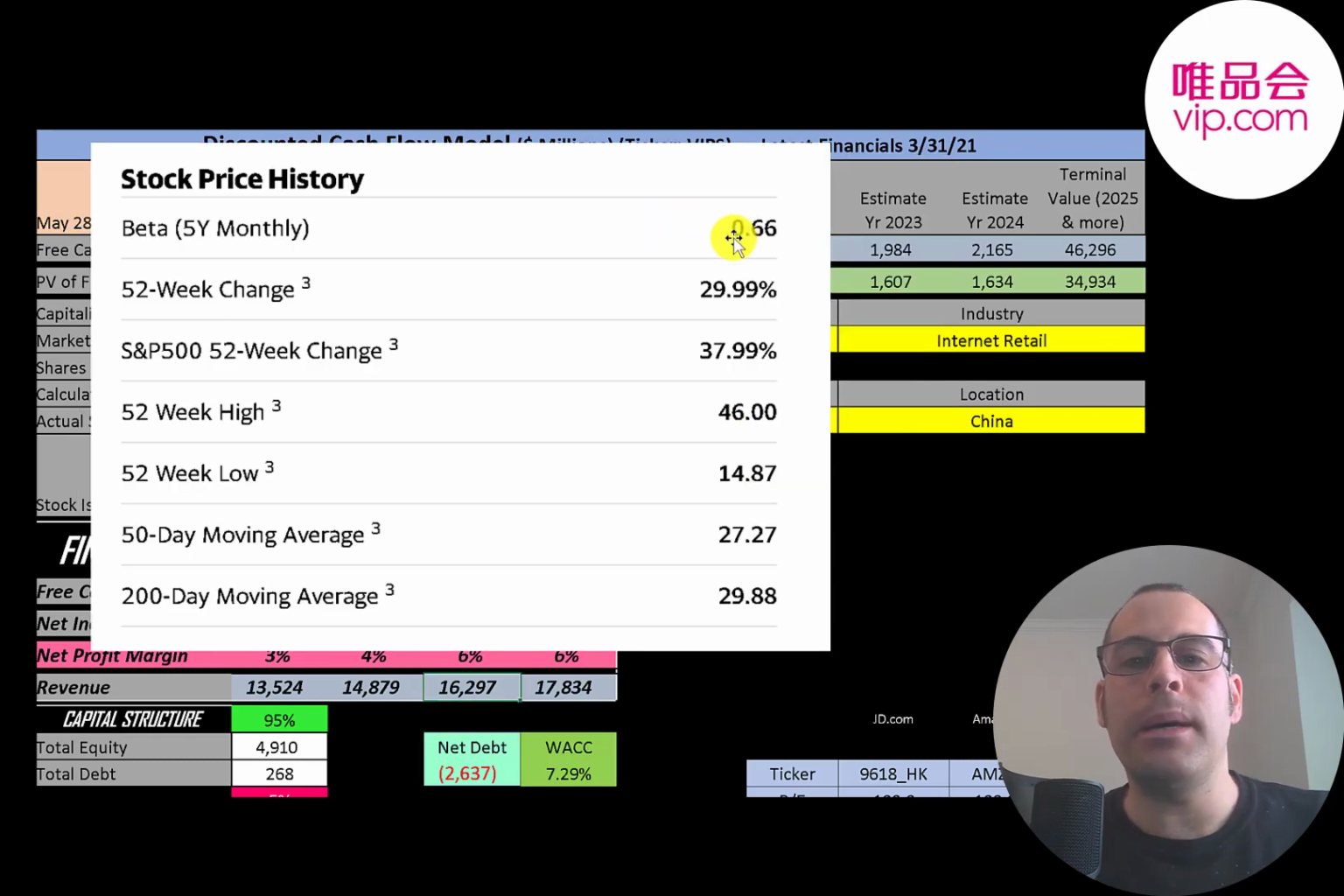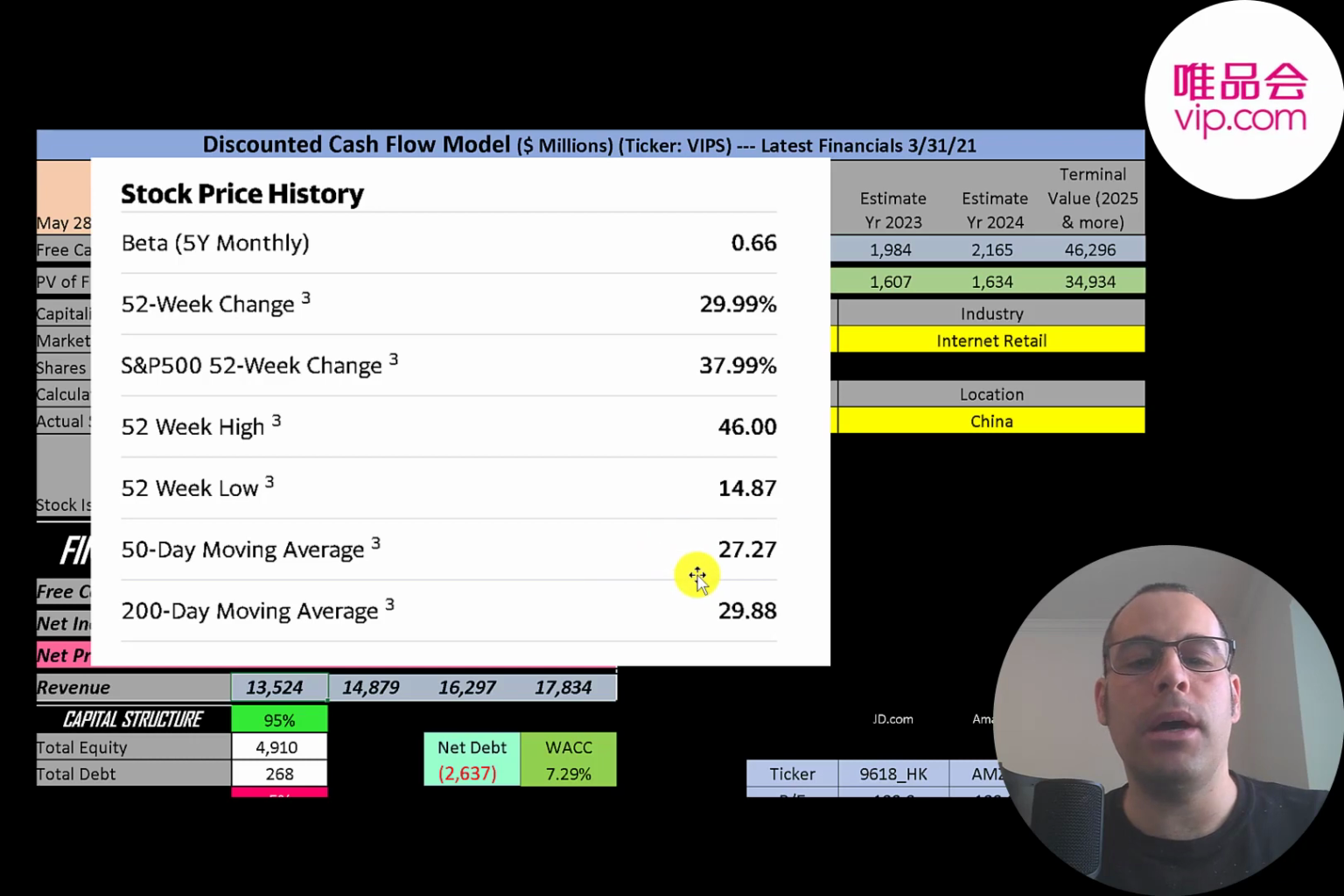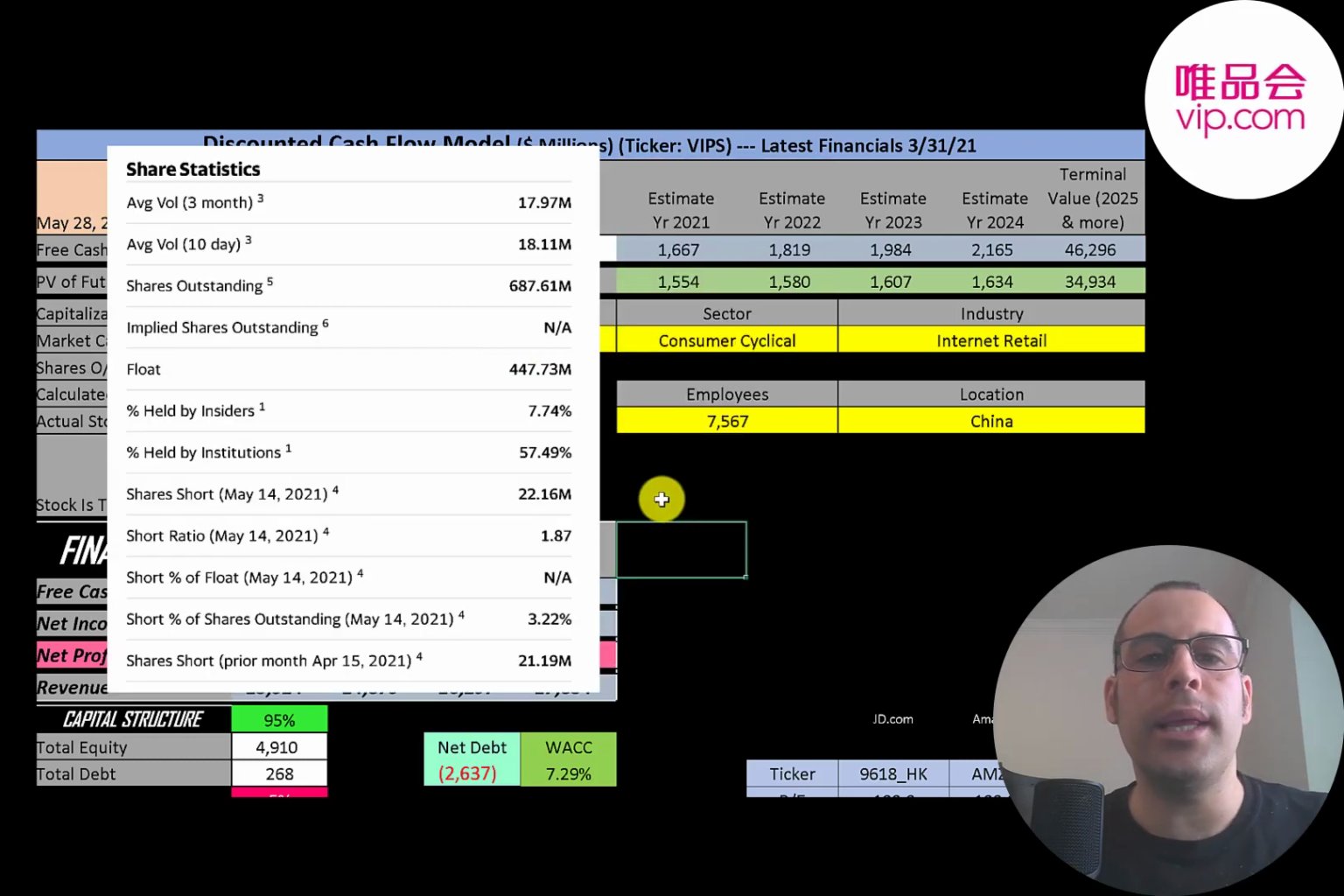They have a low beta, 0.66, so the stock is not volatile. The stock has gone up 30% in the past 52 weeks, while the S&P 500 went up 38%. The 52-week low was 15, the high was 46. And the stock is trading below its 200-day and 50-day moving average, so it seems to be on a downtrend. When the 200-day moving average crosses above the 50-day moving average, that's called a death cross. That's a bearish signal. This is a really liquid stock, 18 million shares traded each day.